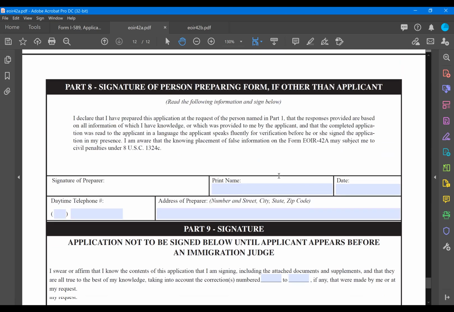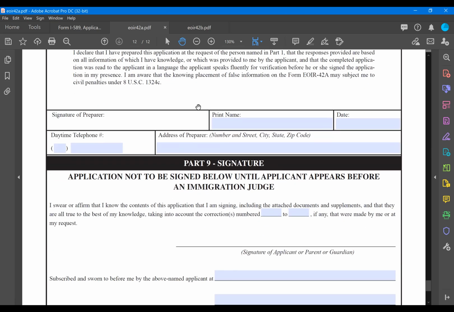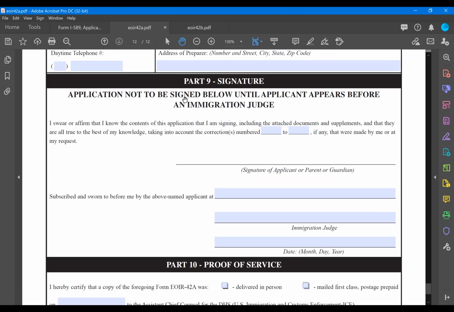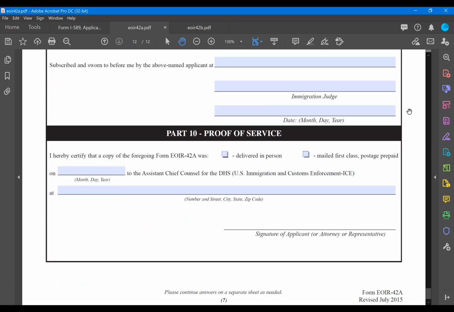This is the signature page for the preparer. You will prepare this for Lorena or whoever the preparer is. Don't touch this. This says application not to be signed until the applicant appears before an immigration judge. They do not sign this until they get in front of the immigration judge in court. So leave this alone, don't fill it out.